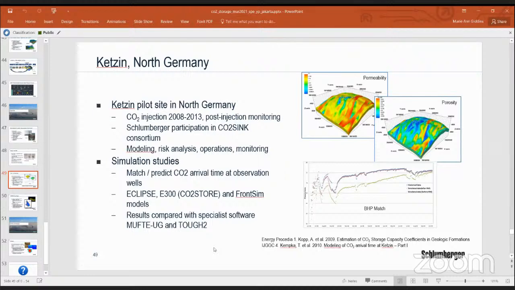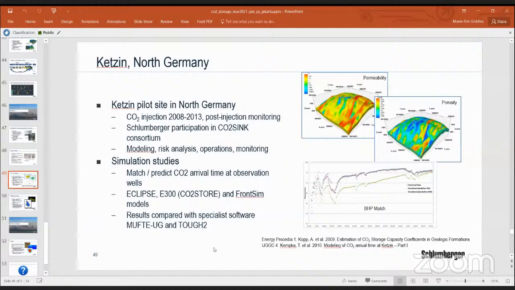And we were able to perform some very interesting simulation studies to predict the CO2 arrival time at observation wells and match that using history matching. So we tested out both black oil and CO2 store and streamlined simulation models and compared the results with some of the specialist academic software.